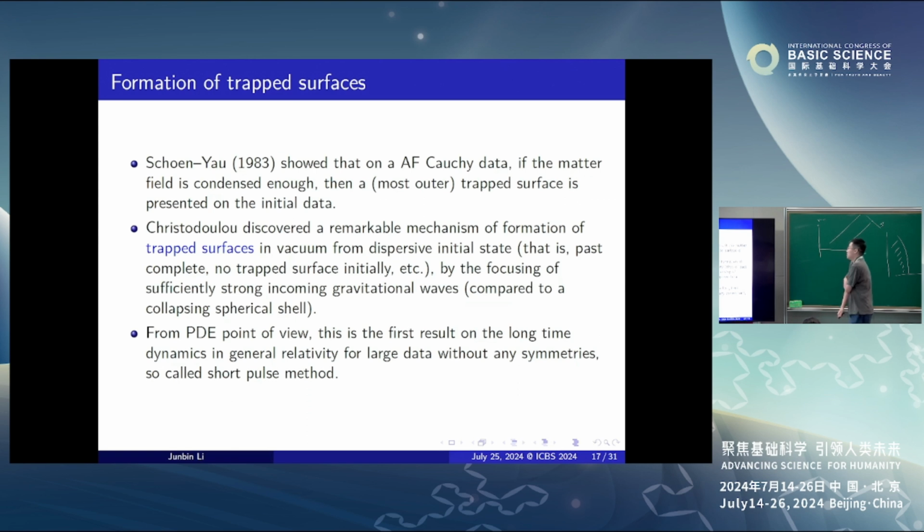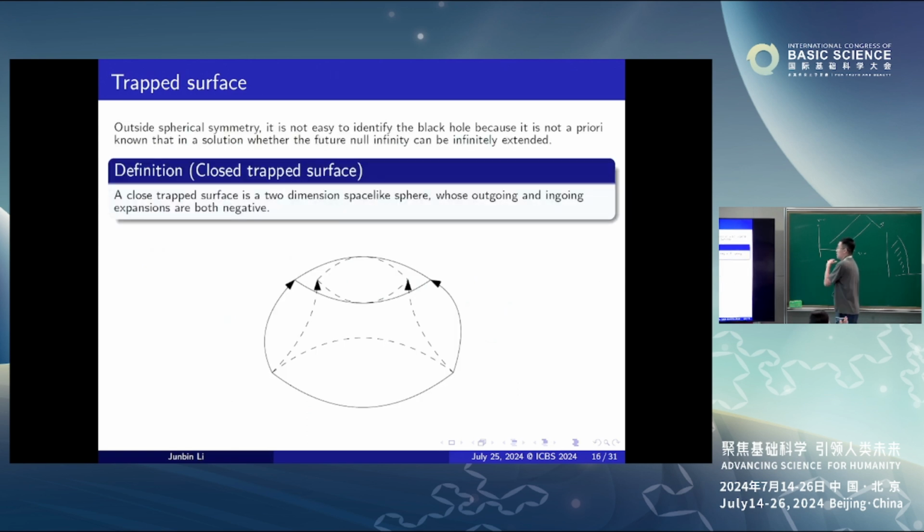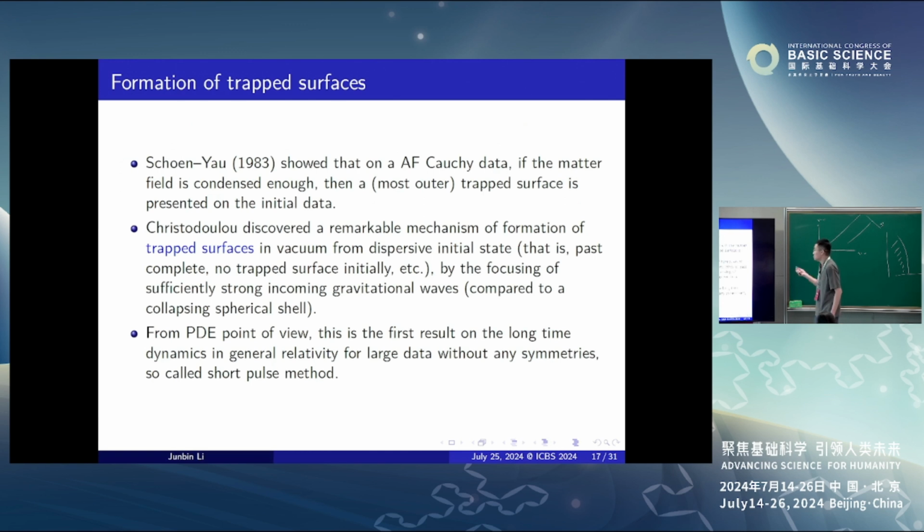Now Schoen and Yau. Once we have the concept of a closed trapped surface, we go to the problem where we start from a regular dispersive initial state and evolve the equation. We just want to find out whether and how a closed trapped surface forms. Schoen and Yau showed that on initial data, if the matter field is condensed enough, then a trapped surface is present on the initial data. But it is not an evolutionary result.